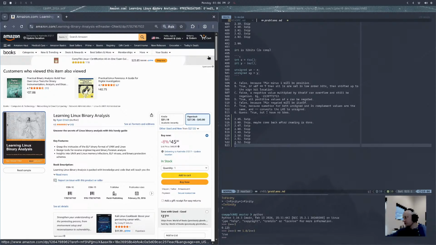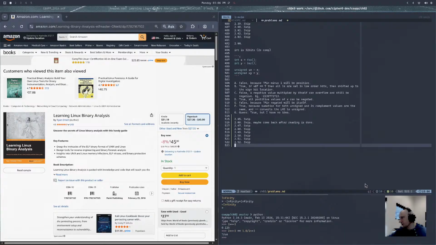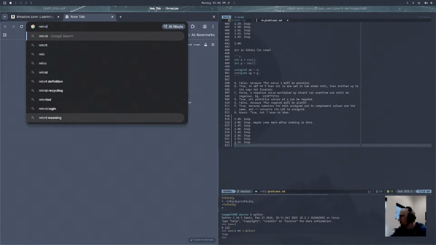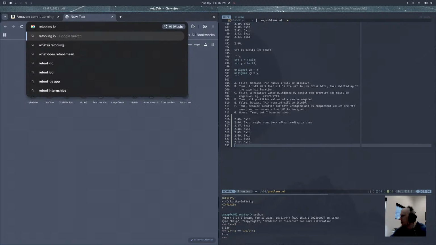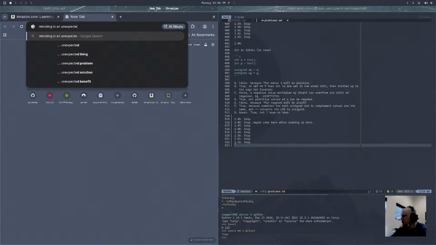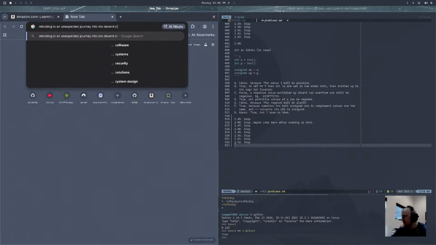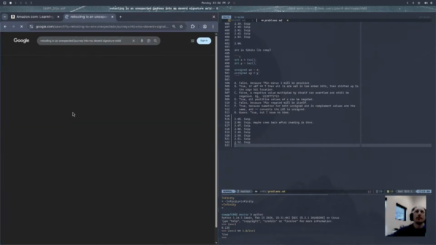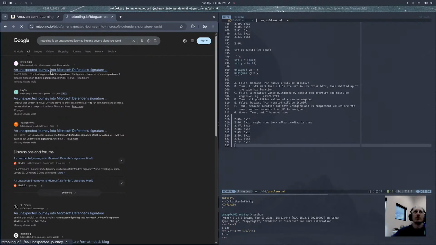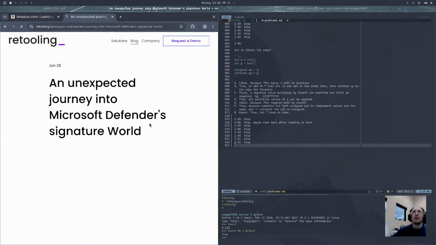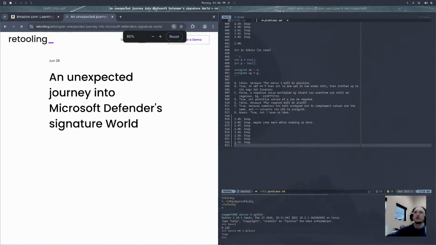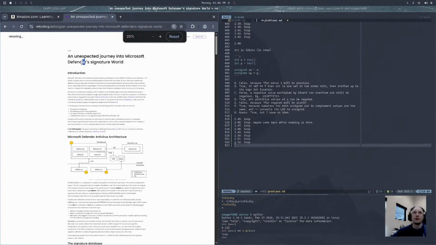I'm going to start from here. Okay. Let me pull that up here. Retooling IO and unexpected journey into MS Defender's signature world. So unexpected, the page didn't load.